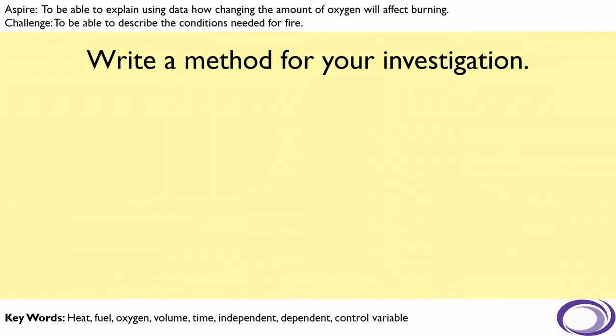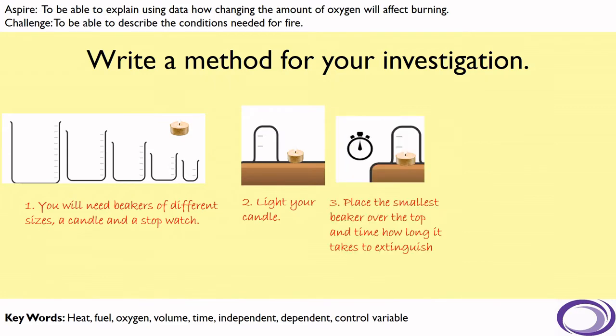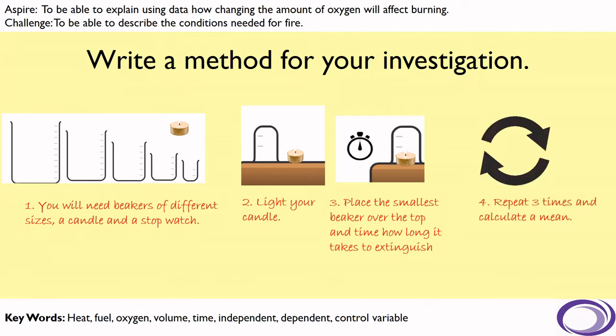So you should have something like needing a range of beakers of different sizes, a candle and a stopwatch as your equipment. You will light your candle, place the smallest beaker over the top and time how long it takes for the flame to go out or extinguish. Then repeat this 3 times and calculate a mean, and repeat for each different size of beaker.